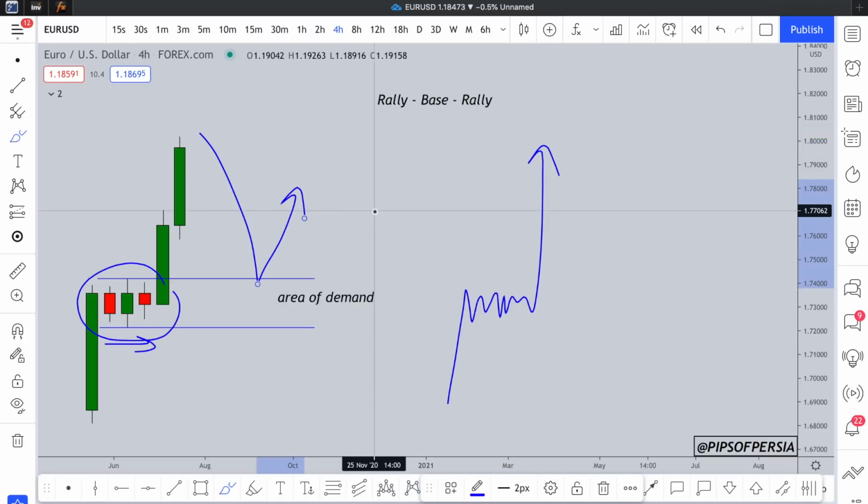Now, yet again, within these areas of rally-based rally, you don't necessarily need it to just be one candle or two candles or three candles. We say a few candles, but in reality, if you take that level and look at it on the lower time frames, you will get a bunch of them within the reaccumulation region. So it's really relevant to the time frame that you're looking at.